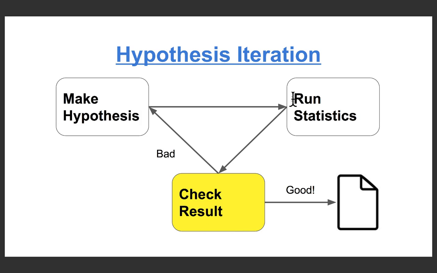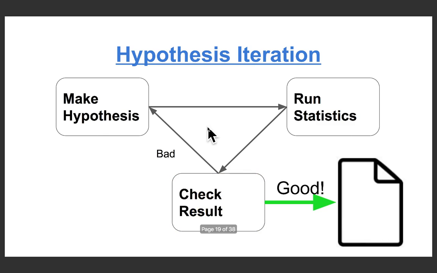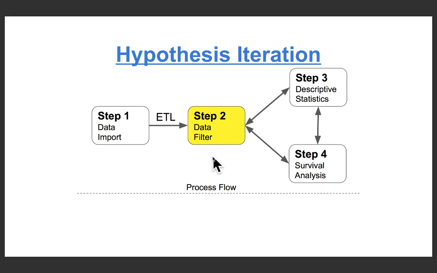Check the result again in the loop, the hypothesis iteration loop. One day they get an ideal result. Then they will write their report or paper. The SMART will help them. With SMART, the process is: make a hypothesis, check the result, check the result.